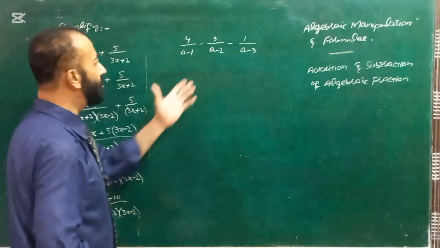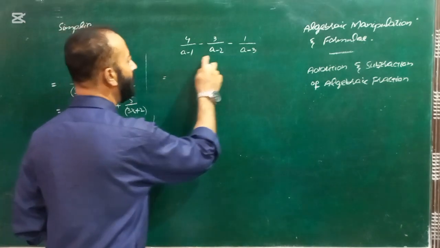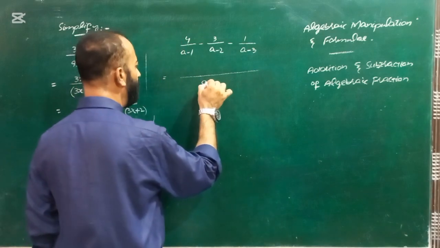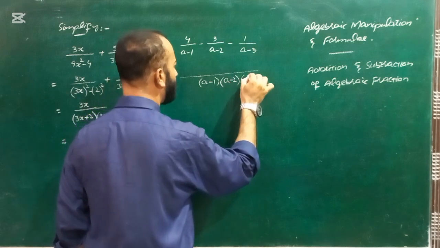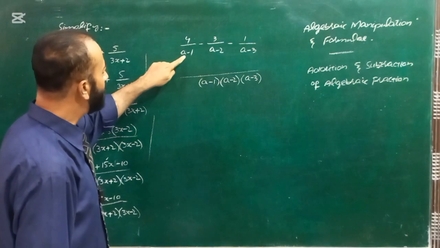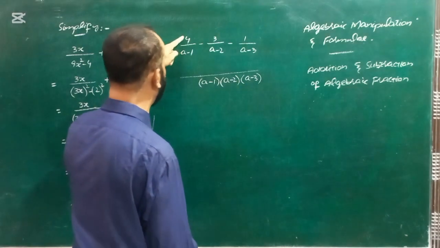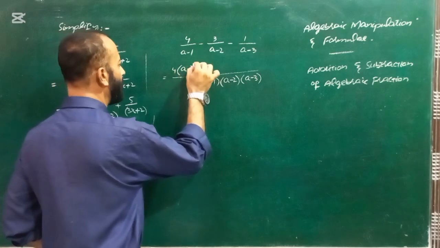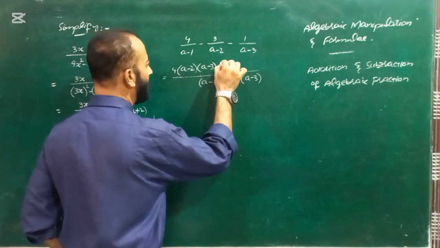Okay, if you can see in this question, again plus and minus signs are there, so we have to take the LCM. So denominators are all different, so it means all values will be combined to make the LCM. So this is the LCM. So for the first fraction, a minus 1 will be cancelled, so these two values will be left and these two values will be multiplied by the numerator of the first fraction. So 4 into a minus 2 into a minus 3. This minus 3 is there.